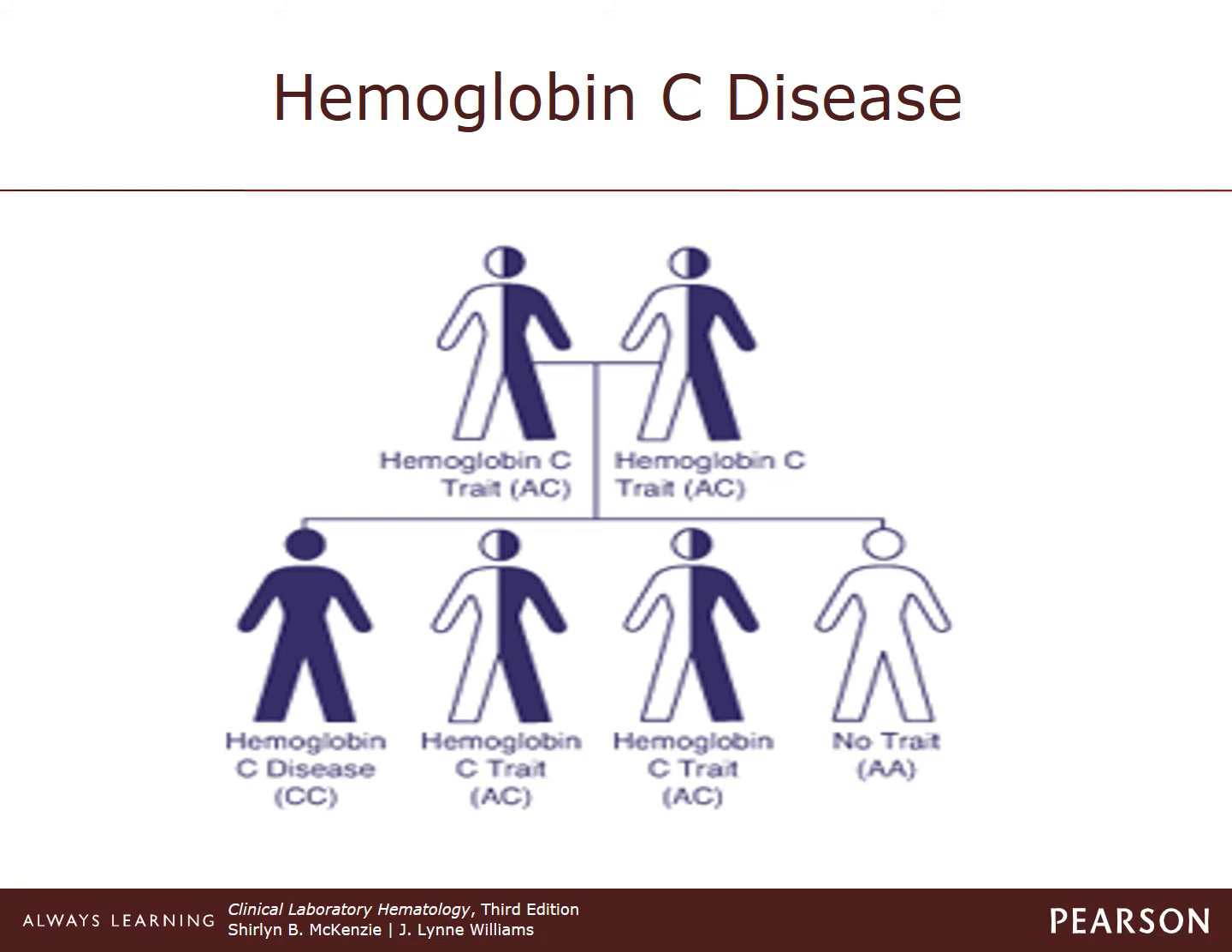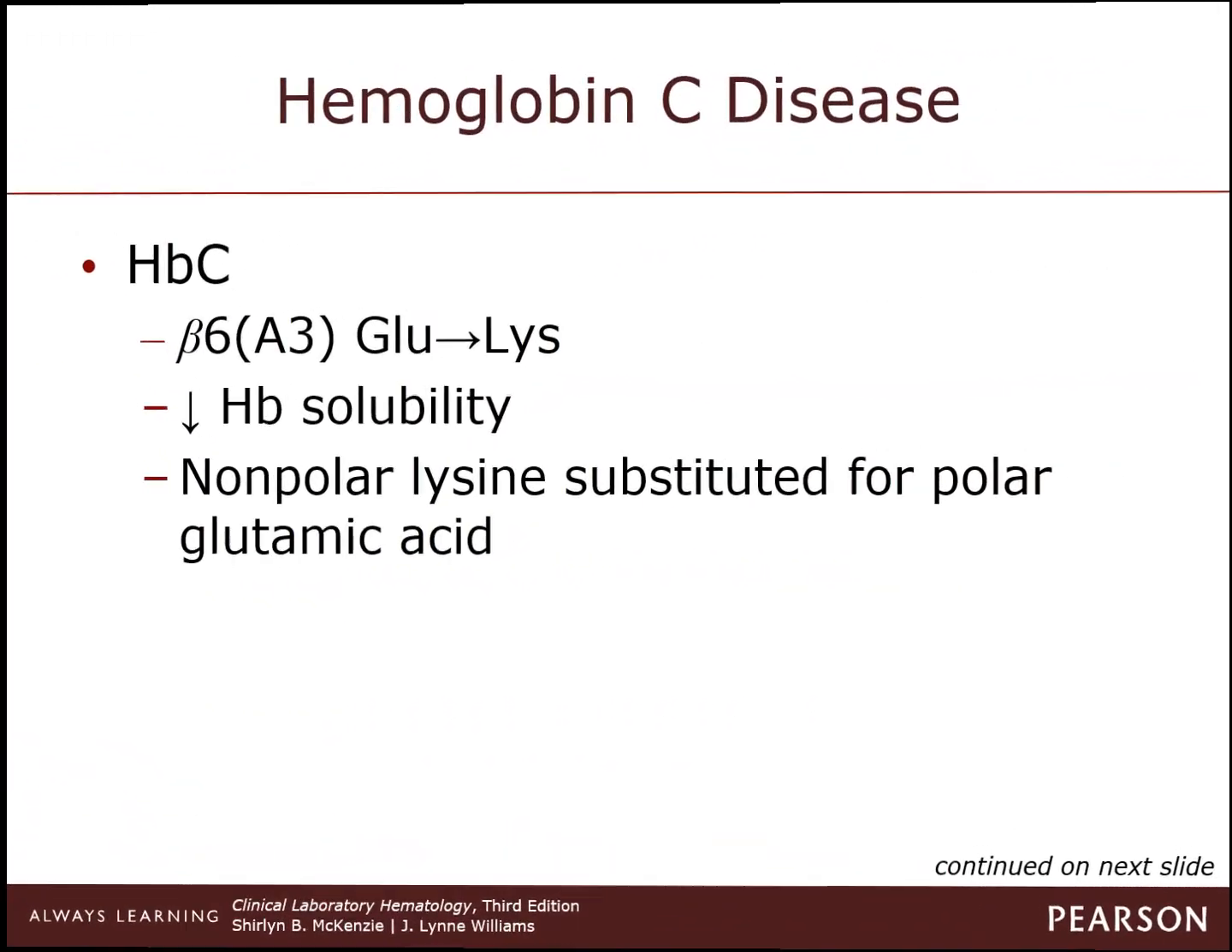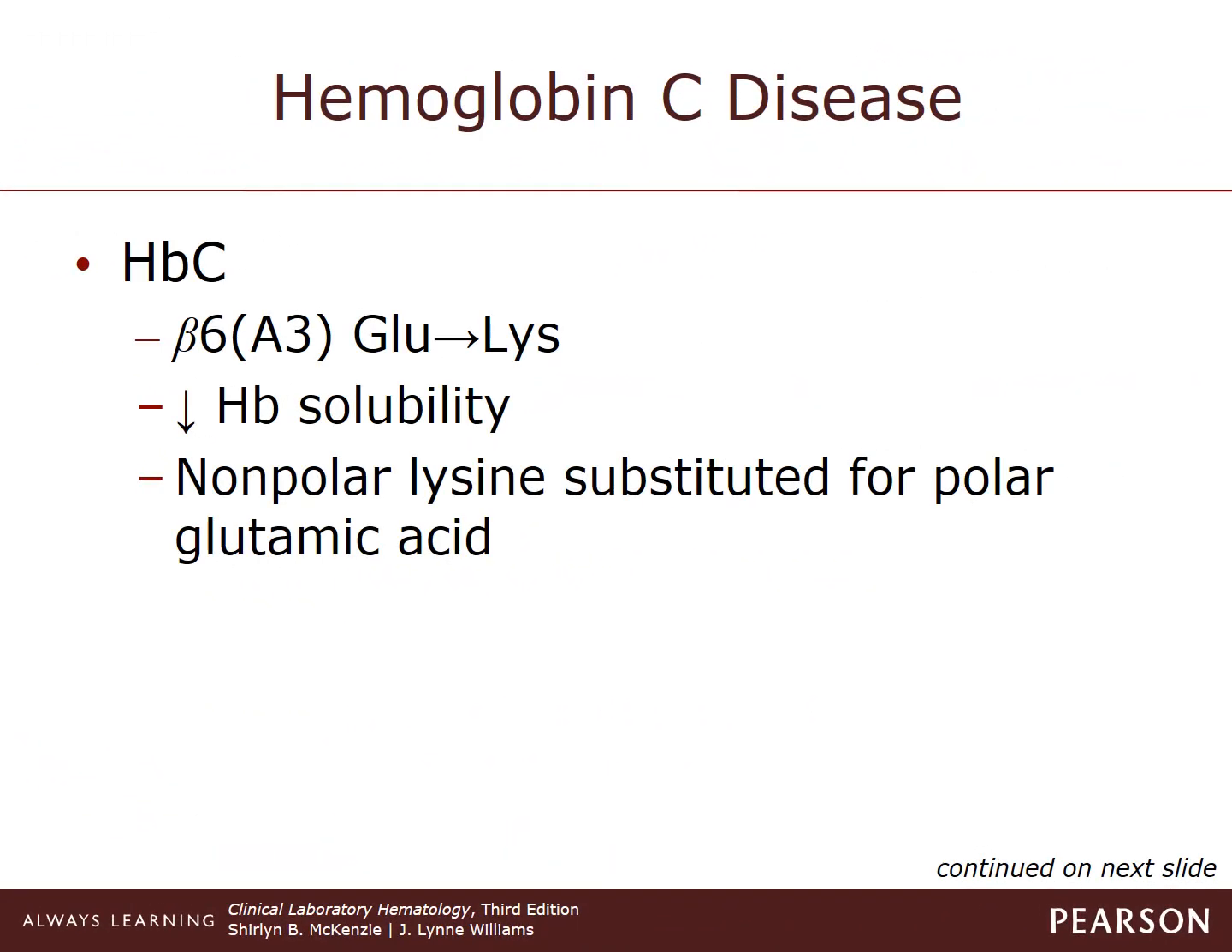Hemoglobin C is another very common variant and happens a lot in West African countries, as well as in the United States. Hemoglobin C has a variation in the beta chain in the 6th position of the alpha-3 helix, and there's a substitution of lysine for glutamic acid, which decreases the hemoglobin solubility, that non-polar lysine being substituted for that polar glutamic acid.